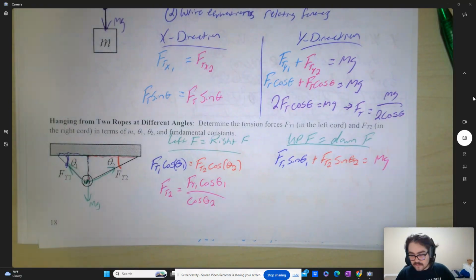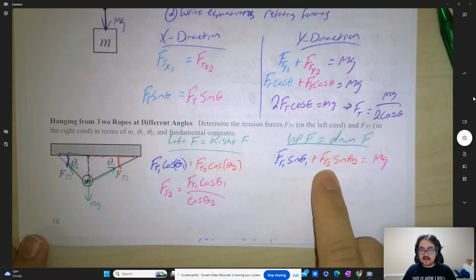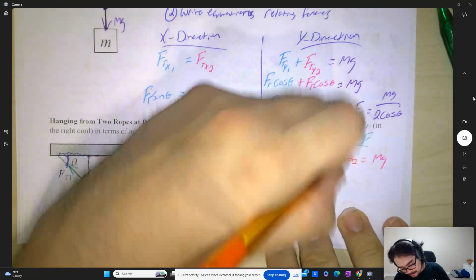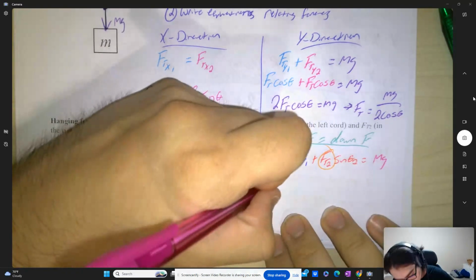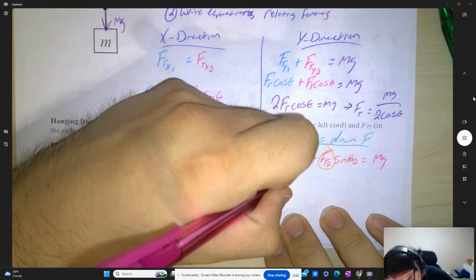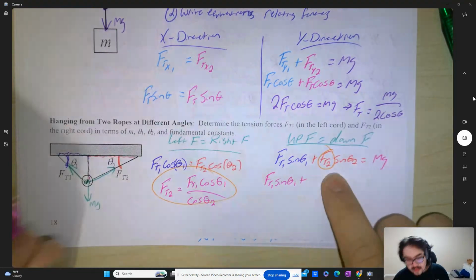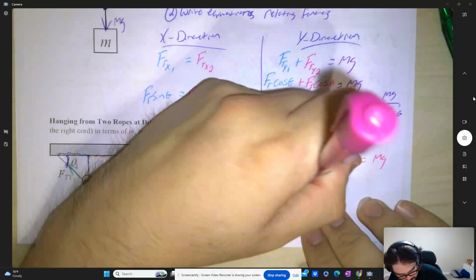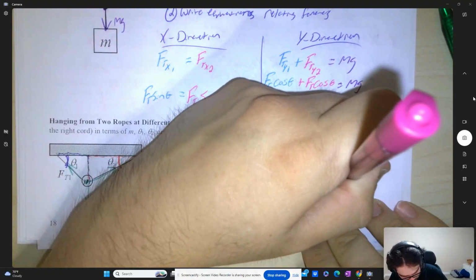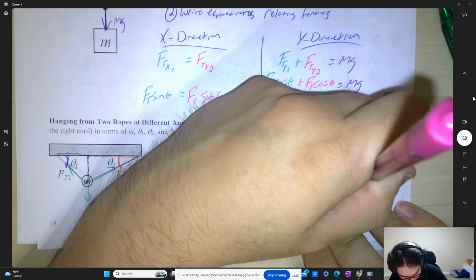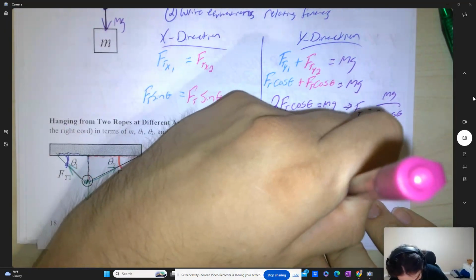Now, here's where things get fun, okay? Watch this. You see we got ft2 right here? Guess what? I'm going to substitute that whole thing in there. It's going to be a huge mess. But you know what? I don't care. You got to make a mess to do physics, right? Okay, so you get ft1 sine theta 1 plus, and then you now have ft1 cosine theta 1 times sine theta 2 over cosine theta 2.